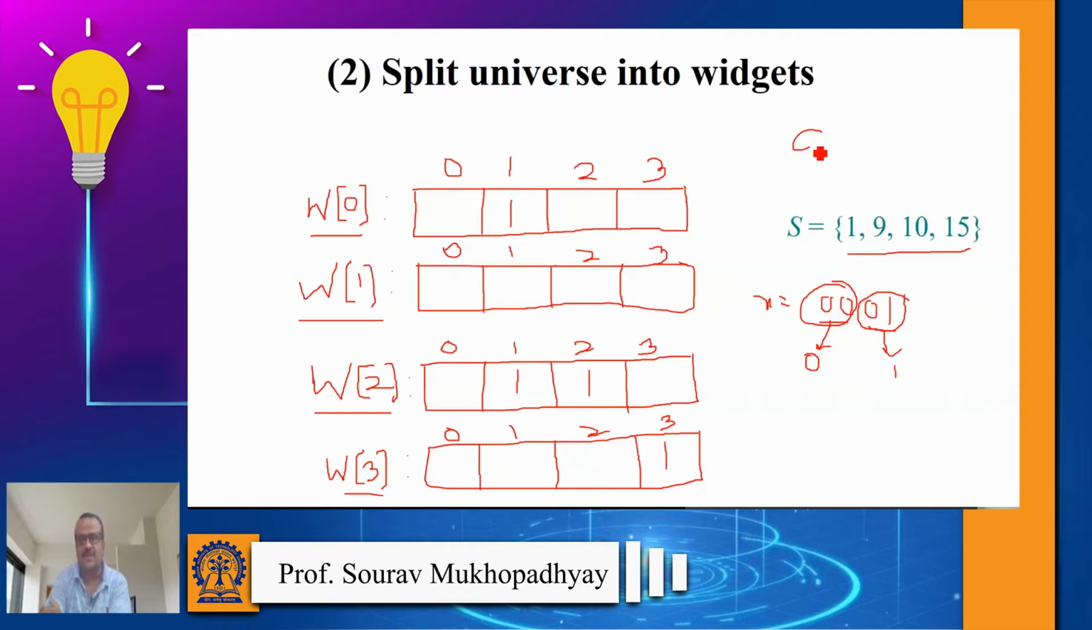Similarly for 9, how to represent 9 in binary? 9 is nothing but 1 0 0 1. Here root u is 4, u is 16. So this is high of x, which represents the subarray number or widget number, and this low part represents the position of that element in that particular subarray.